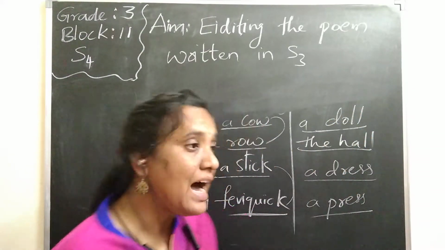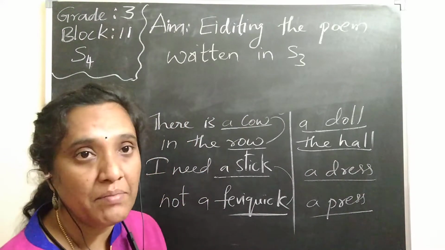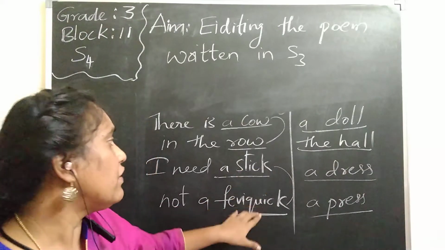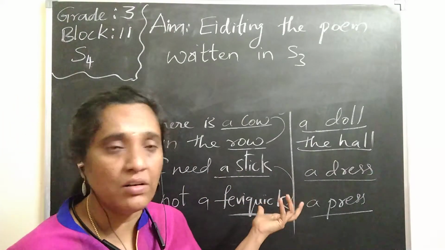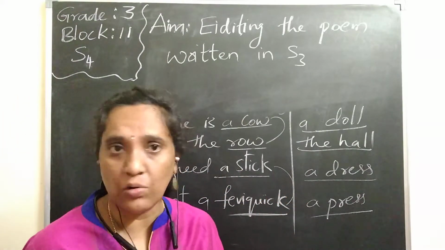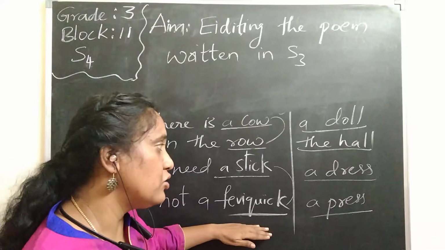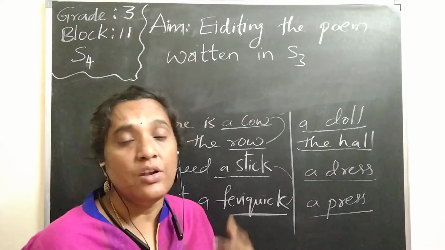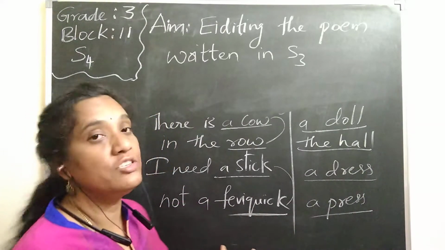Now coming to the last one, the fourth line must have the name of a thing which is not at all the solution. So Fevikwik is not my solution. I want a stick. Why do I need a Fevikwik? So I don't want a Fevikwik. So this is not a solution. Even I don't want the press. So this is not a solution. So that's the correct one which I had written.